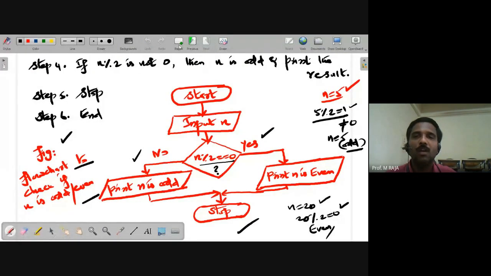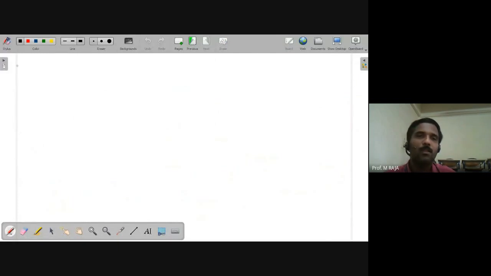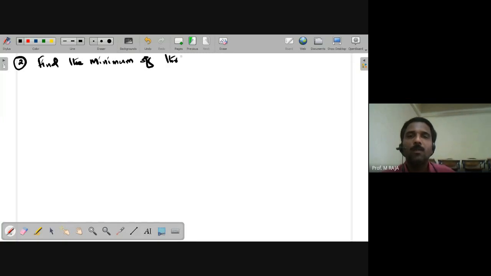Let us solve another problem. Second one: find the minimum of three numbers. To find the minimum of three numbers, we start with the pseudocode.